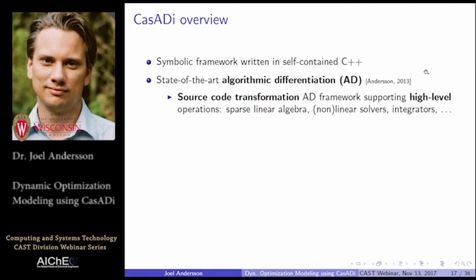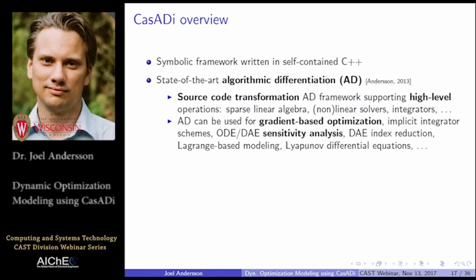So the AD framework in CasADi is a so-called source code transformation type AD framework. This means that we build up symbolic expression graphs, and then we apply the framework to the expression graphs, building up new expression graphs corresponding to the derivatives. These expression graphs in CasADi importantly support high-level operations. So this means matrix operations, but it also means things like backslash operations, if you think MATLAB, or root finding solvers, or ODE integrators. So these are things you can algorithmically differentiate in CasADi.